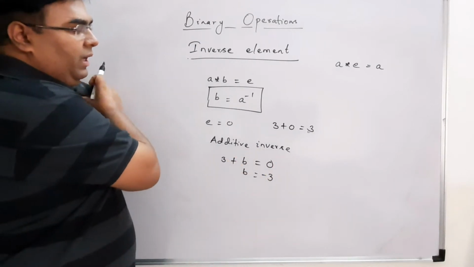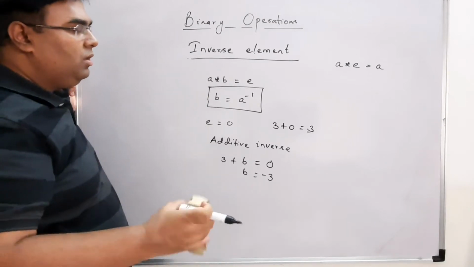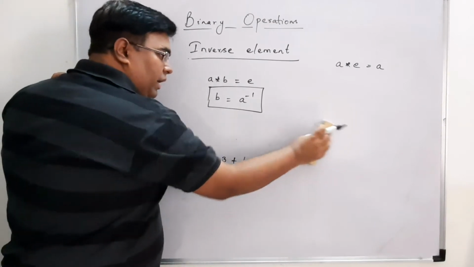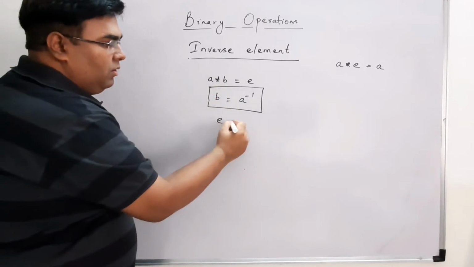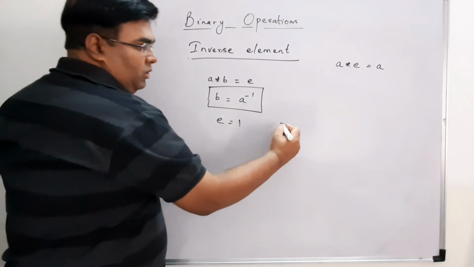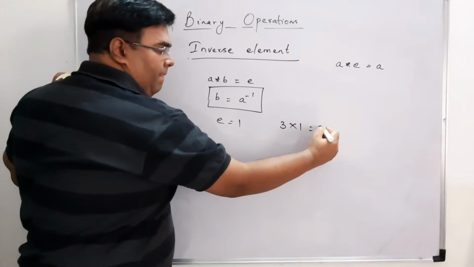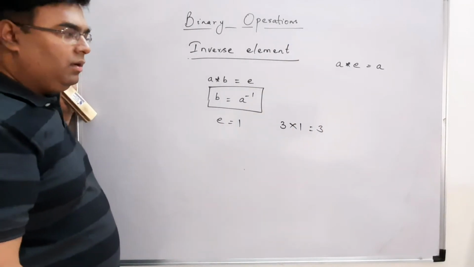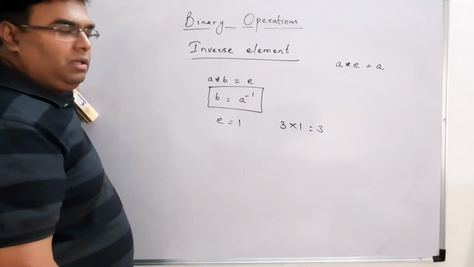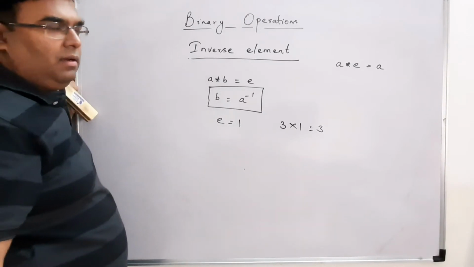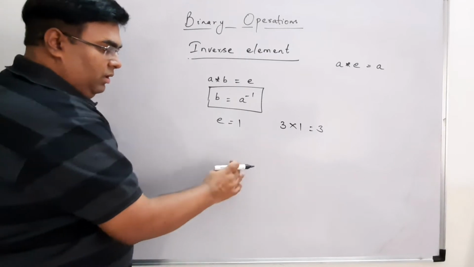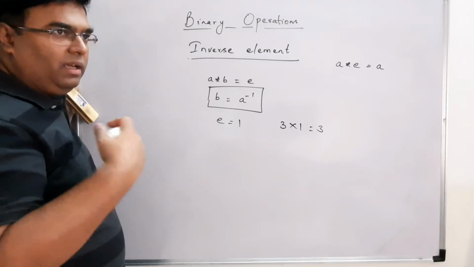Now we can apply the same logic to multiplication also. In multiplication, our identity element is what? 1. Why? Because if you multiply any element with 1, you will get the same element. So we have identity element 1 in multiplication. Now we have to find the inverse.